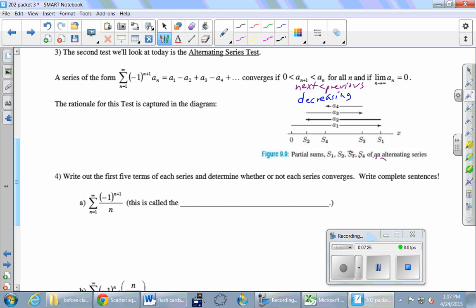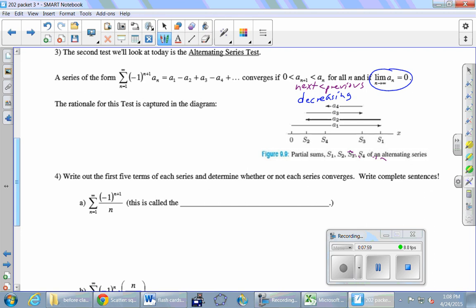And if the terms go to 0, notice that the -1 is not part of this anymore. So if the terms are getting smaller and going to 0, then this brand new test, the alternating series test, tells me that the series must converge. So it's basically 3 conditions: alternating and decreasing to 0. The series converges. The terms are going to 0.